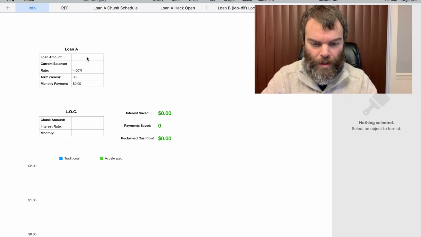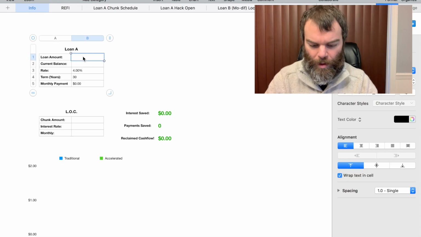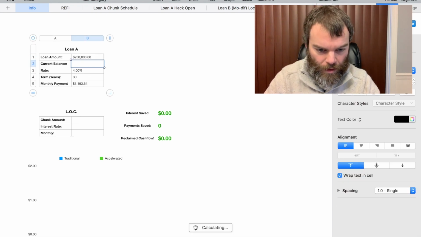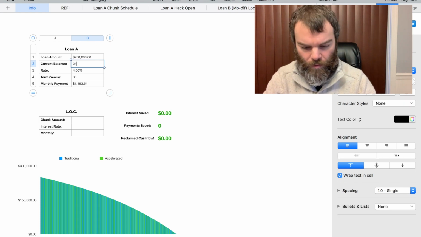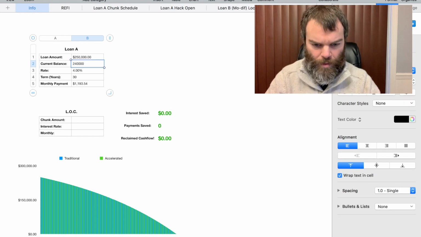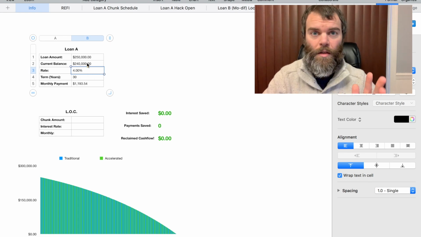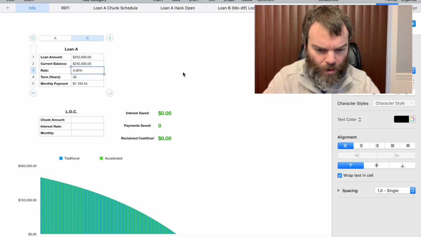So here we go. Let's say we've got a loan amount. Let's say your original loan was $250,000. Let's say your current balance is $240,000. Doesn't matter what that is. And let's say your current interest rate is 4%. You can change all of this. This is just a hypothetical scenario.